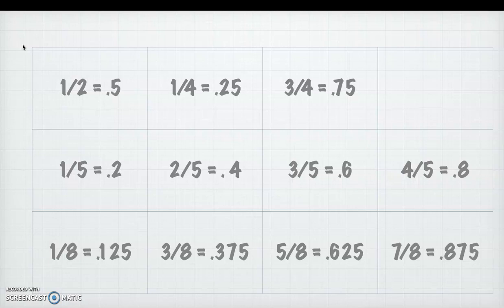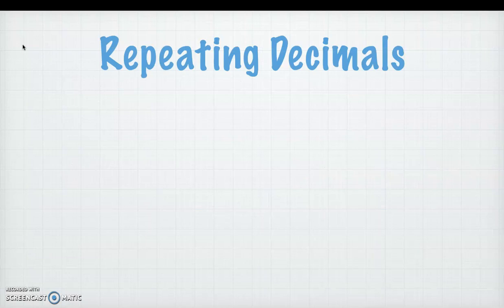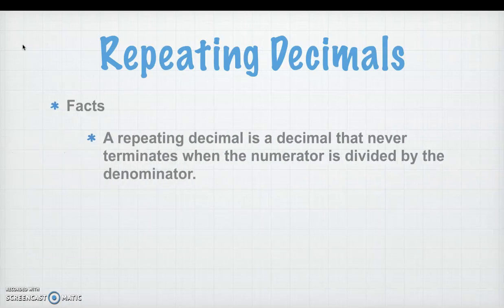So, moving on to our lesson today about repeating decimals. A repeating decimal is a decimal that never terminates. That means it never ends when the numerator is divided by the denominator. For example, if I divide 2 by 3 and I keep annexing zeros after zeros, my division is never going to end. That's when I call it a repeating decimal.